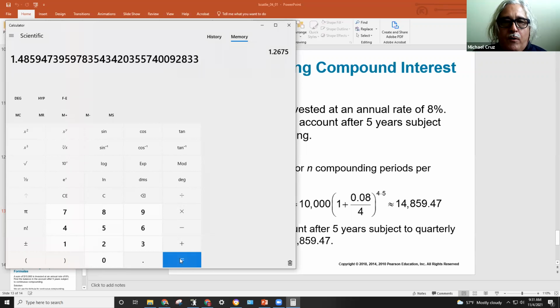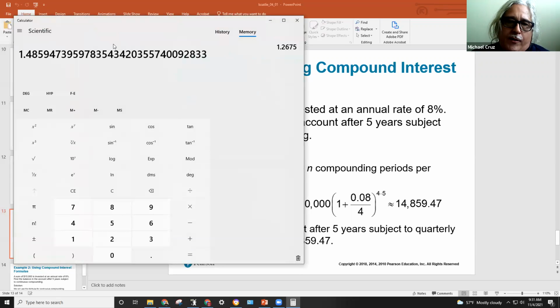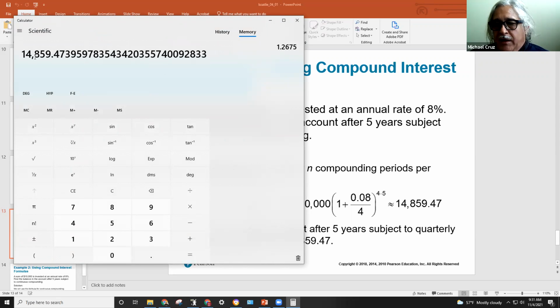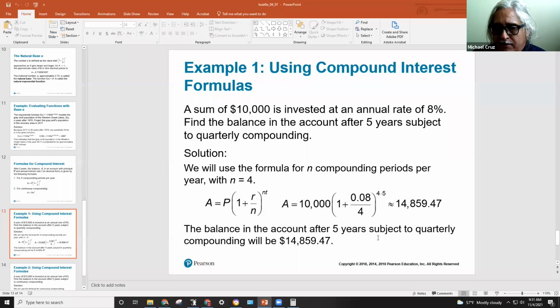So 1.4859, blah, blah, blah, on and on. It's not going to be a nice even number. It's just going to be continuous. We're going to round it off to money, we're going to round it off to hundreds. So times the 10,000. So that's the $14,859.47.